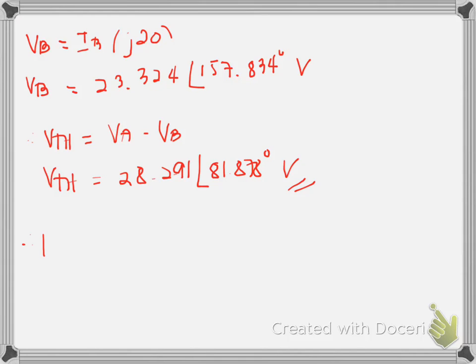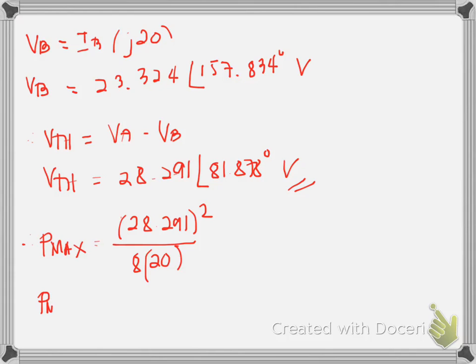And therefore our Pmax, from the equation, we have 28.291 squared all over 8 times 20. Now remember that for the VTH, only consider its magnitude value, do not include the phase angle. And so Pmax is equal to 5 watts. Answer.